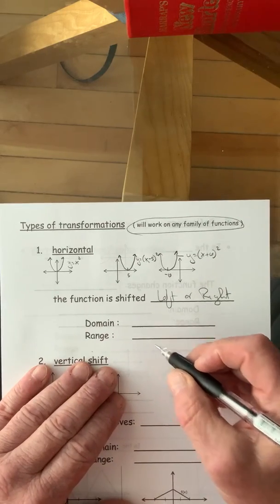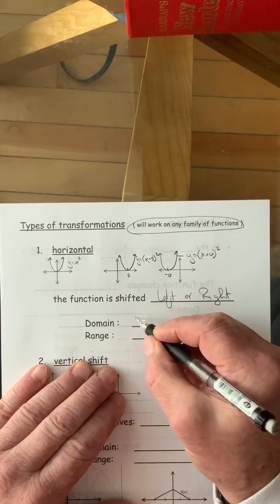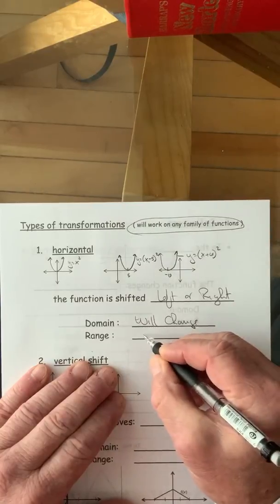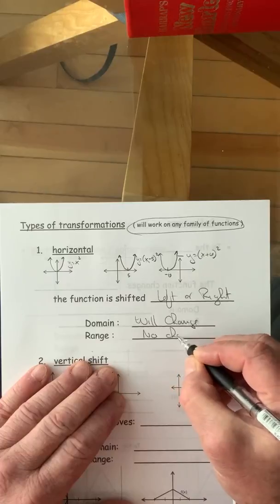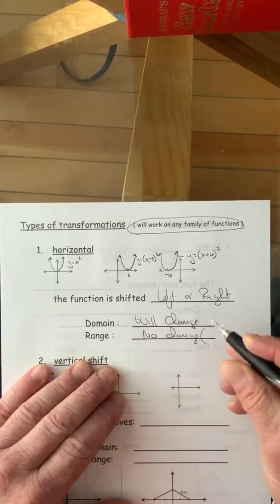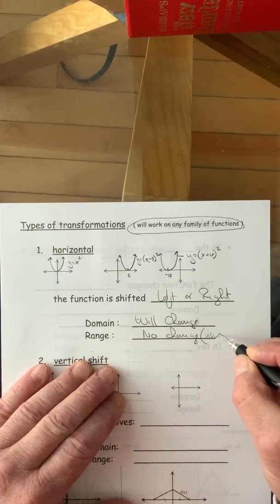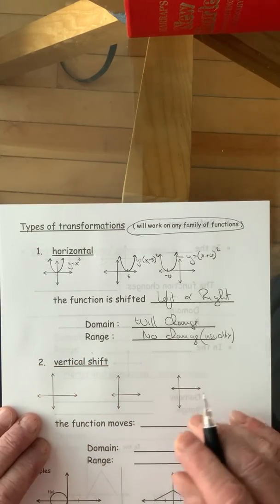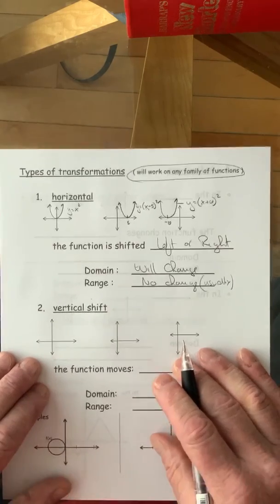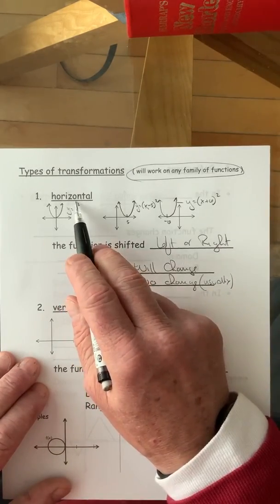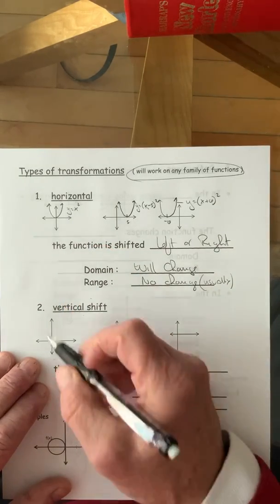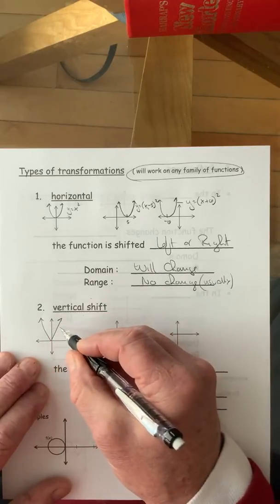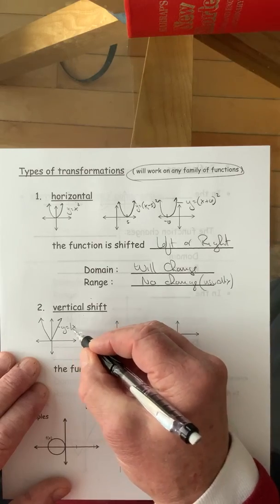In terms of domain and range, the domain will change. The range, there is no change. And we qualify that by saying usually, depending on the family of the function we're dealing with. Instead of having a horizontal transformation, we can have a vertical transformation. And this time I'm going to draw absolute values. Y equals the absolute value of x.